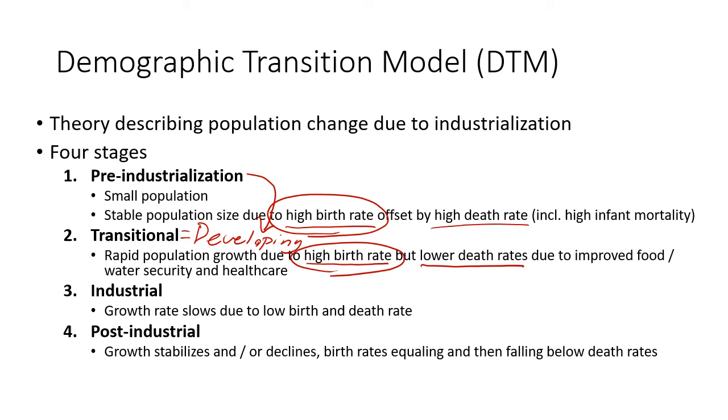Then we transition into the industrial society. Growth rate is going to slow due to a low birth rate and a low death rate. So low death rate is going to remain, and it will probably even get lower. But finally, birth rate decreases and your population stabilizes. However, it stabilizes at a big population.